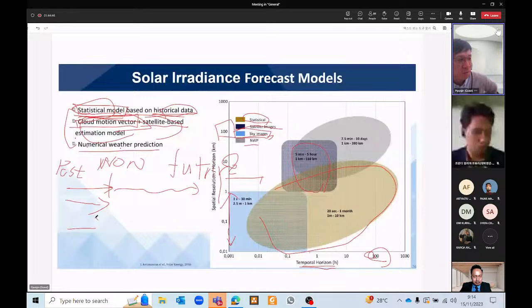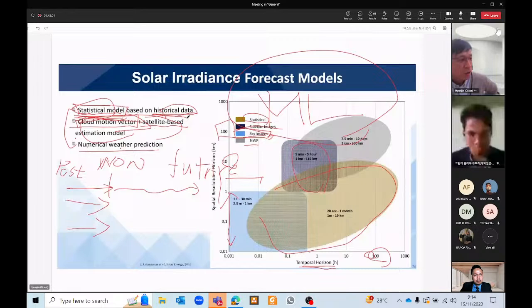But these days, as I said, machine learning is a major part. So to train machine learning, definitely we need the historical data, for fine-tuning more and more. So even for satellite-based estimation or numerical weather prediction, recent trends are always combined with machine learning. For combining with machine learning, using the historical data is really, really necessary. Is that okay?